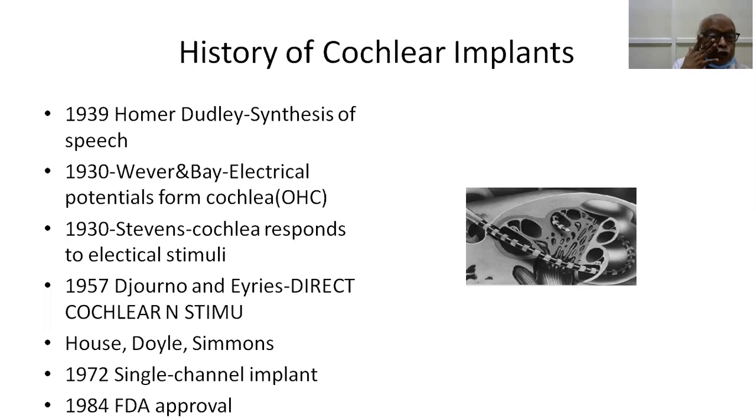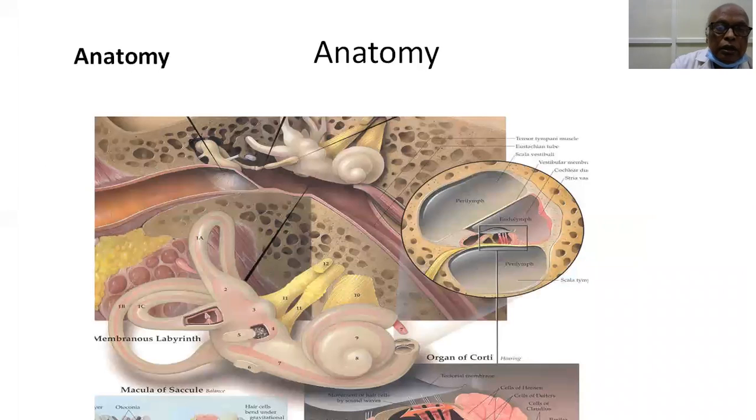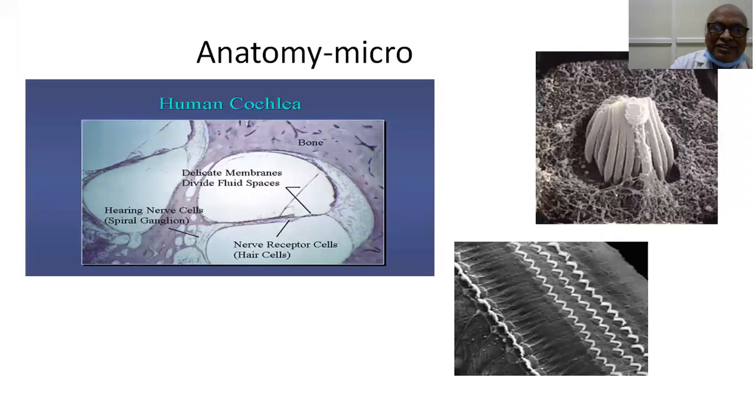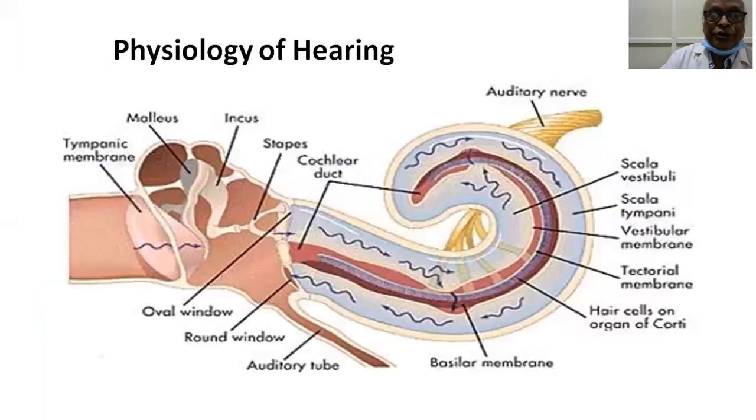Subsequent research resulted in what is known as a single channel implant by the House group in 1972. It was also a very great advance at that time, and it got FDA approval and has been used. It's only a single channel implant. This is various anatomical aspects. The only problem with a single channel implant is that the patient will not be able to understand speech very effectively. That is why multi-channel implants have come in now.